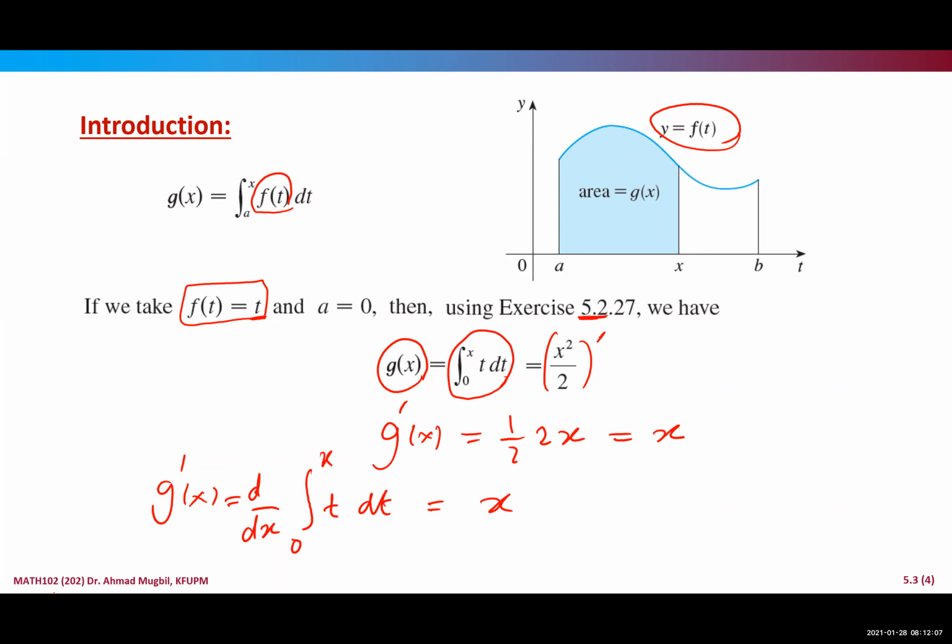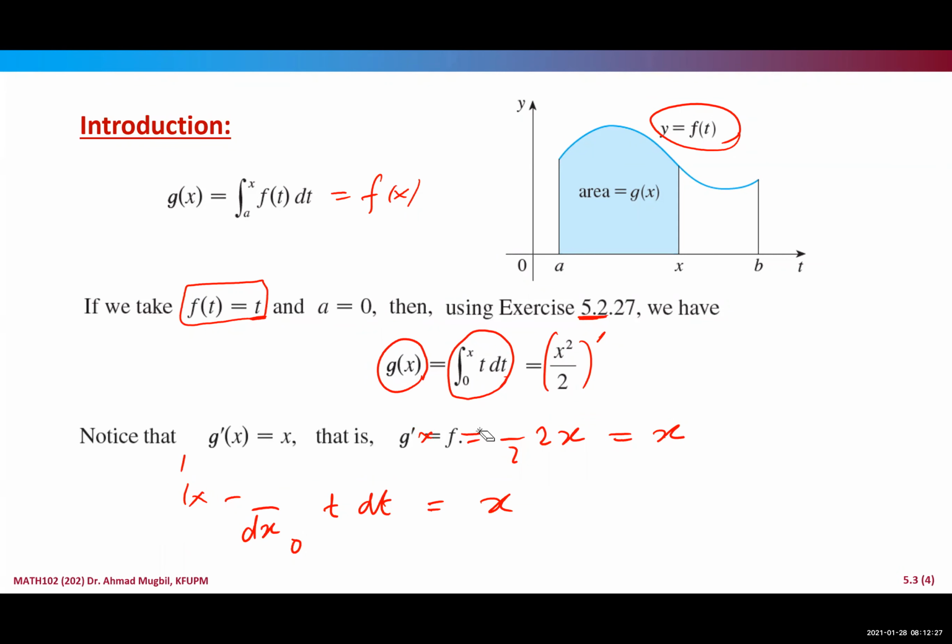So this suggests indeed that the derivative of the integral of this function from a to x is f of x. You will get it back. Here we obtain our function back. f of t was t, now f of x equals x. And we will have this as the fundamental theorem of calculus, part 1. So in this case, g prime is just the original function, the integrand function. Do you remember why? What does this mean?